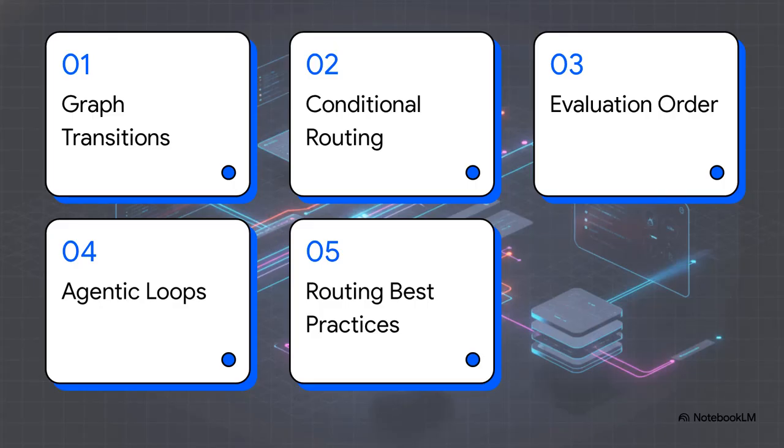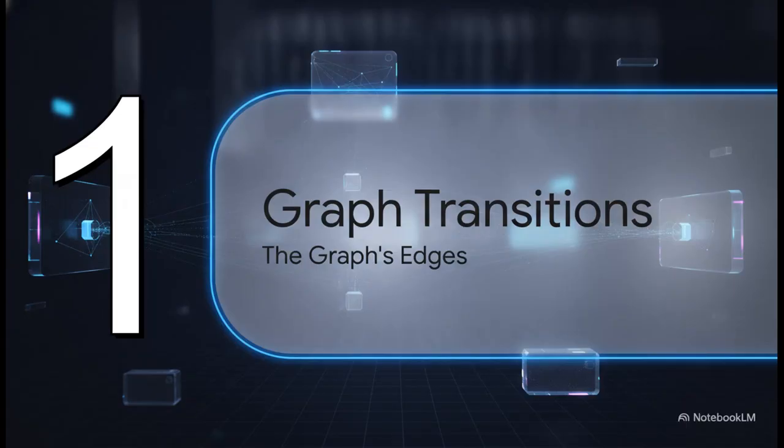Here's the agenda for today's explainer. 1. Transitions, the graph's edges. 2. Conditional routing in Burr. 3. Evaluation order and fallbacks. 4. Loops, the agentic superpower. And 5. Routing state best practices. Starting off with Section 1, Transitions, the graph's edges.